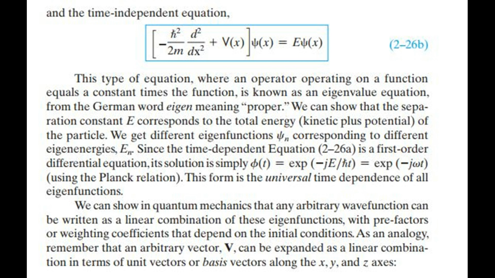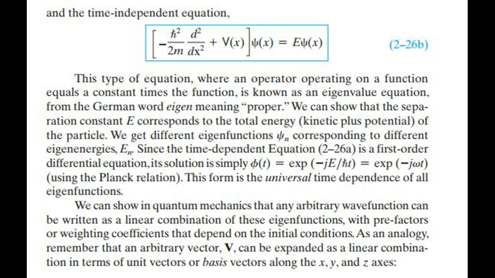We get different eigenfunctions ψn corresponding to different eigenenergies, En. Since the time-dependent equation, 226a, is a first-order differential equation, its solution is simply f(t) equal exp(-jEt/ħ), equal exp(-jωt), using the Planck relation. This form is the universal time dependence of all eigenfunctions. We can show in quantum mechanics that any arbitrary wave function can be written as a linear combination of these eigenfunctions, with prefactors or weighting coefficients that depend on the initial conditions.